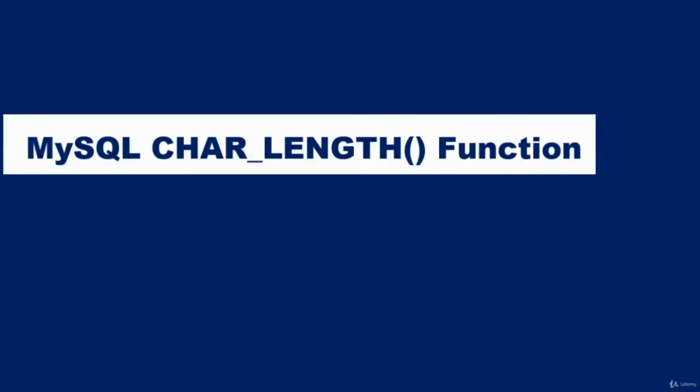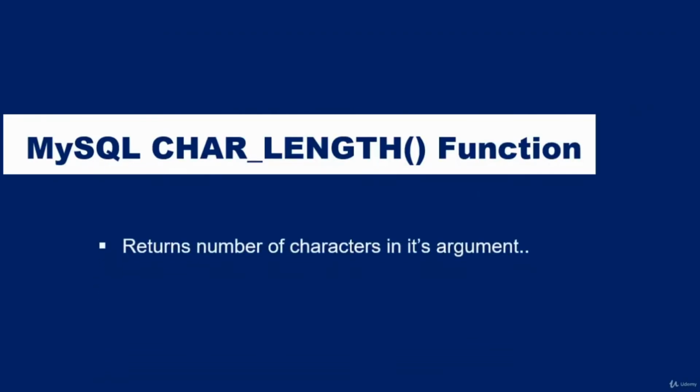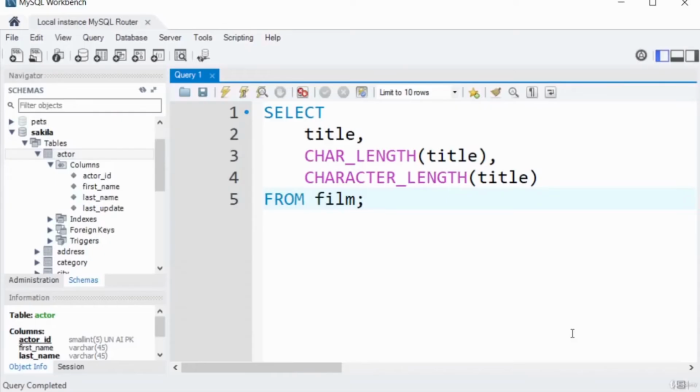Hello and welcome to this video. The char_length function is used to return the number of characters in the argument that is passed to the function. The char_length and character_length functions both do the same thing.